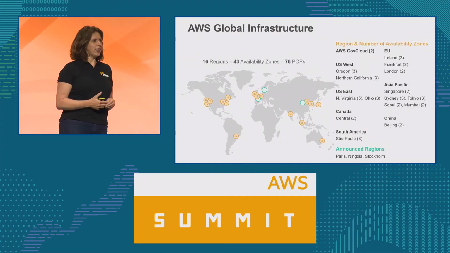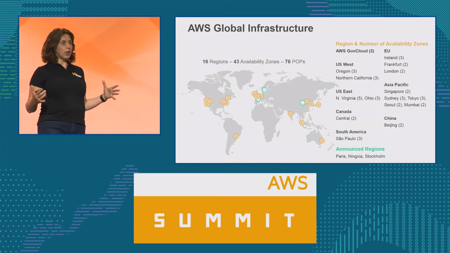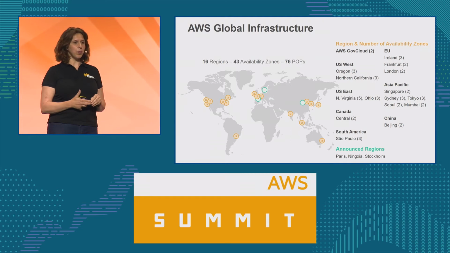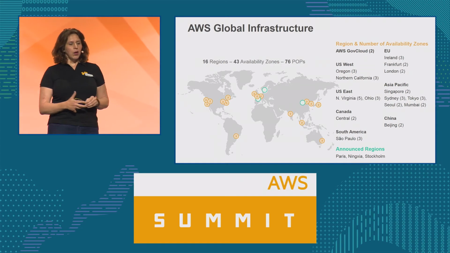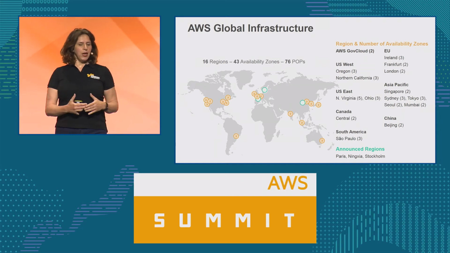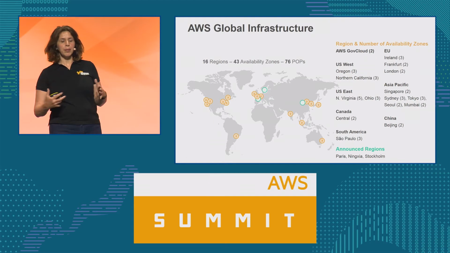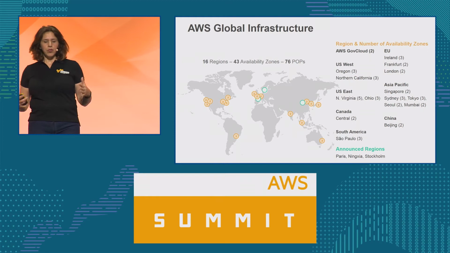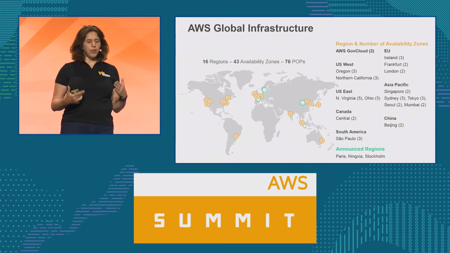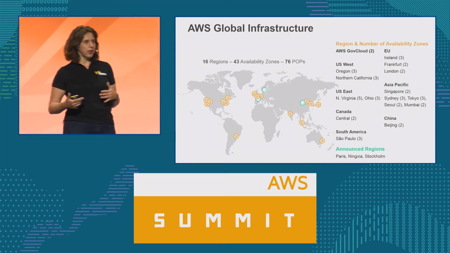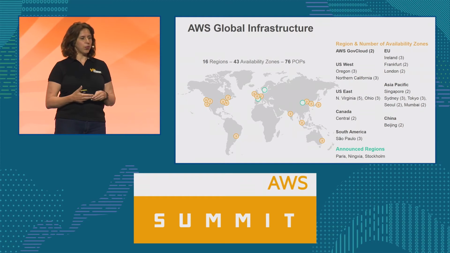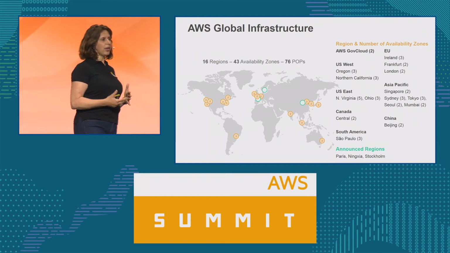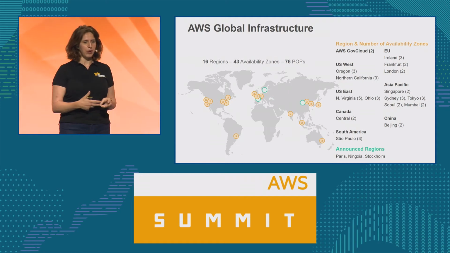So you've probably seen this slide already today. We're going to talk about the global infrastructure, the scale of the infrastructure that the AWS platform provides you with. We have 16 regions currently around the world. Each region is completely independent from each other. And each region is designed to be isolated to achieve fault tolerance and stability across the platform. Within each region, there are availability zones. We currently have 43 availability zones around the globe.